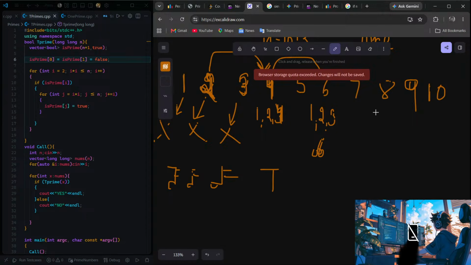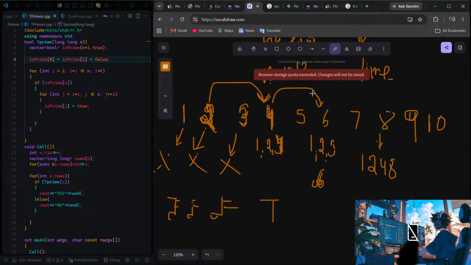So what is the factor of 8? Basically 1 is there, 2 is there, 4 is there, 8 is there. So this is not a T prime. Will 5 be a T prime? No. Every prime number never becomes a T prime.